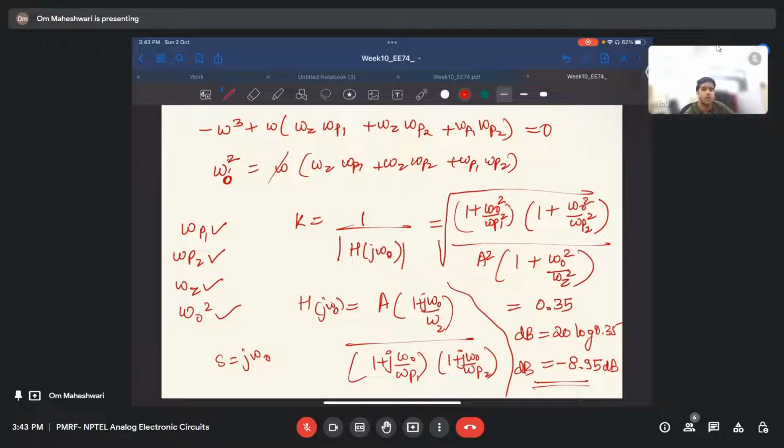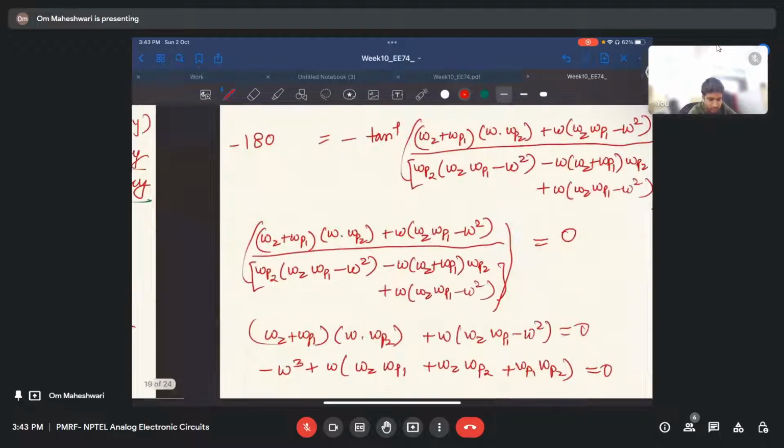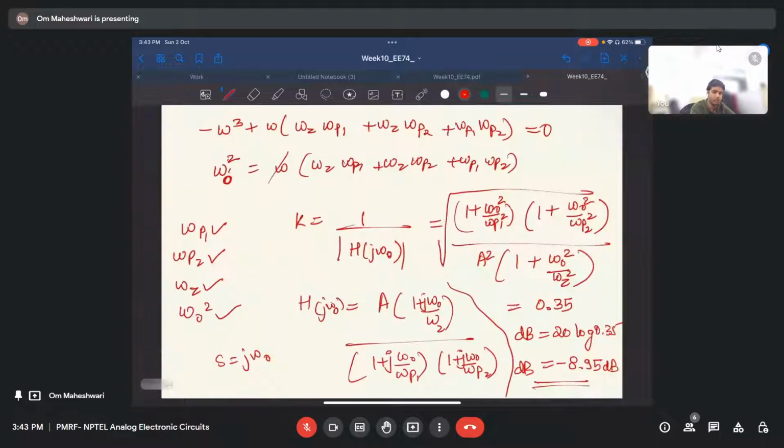Is this clear? I know it was very lengthy and complicated, but it is fairly easy if you try it on your own. You just have to find this omega naught frequency, then just put it in the formula. Is it clear? So we can proceed, sir. Yes, okay, sir.